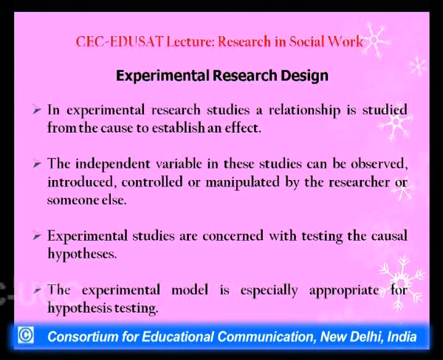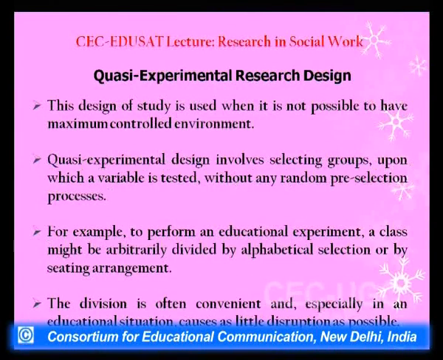Definitely, like I said first, control has to be established, because if you do not establish control, then you will not be able to conclusively say that A has caused B, because there may be C, D, E, F also which are contributing to B. So a situation of control is mandated in experimental research designs. The experimental model is appropriate when we test hypotheses, or hypothesis testing. So this is a distinct category of research work that we undertake using the experimental research design.